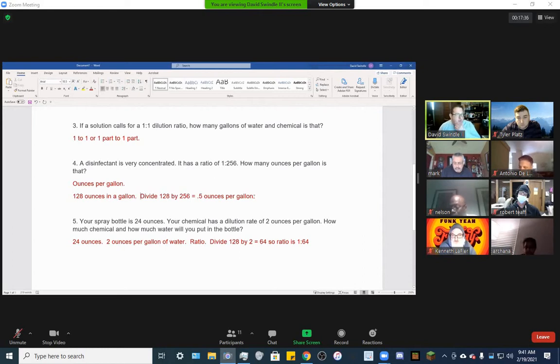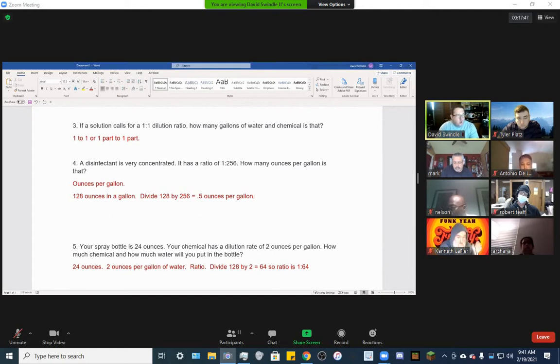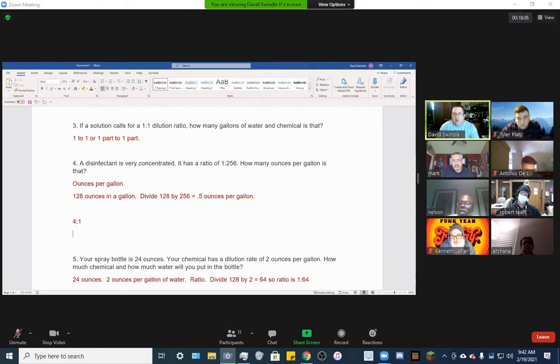Now, to help explain, and this one was pretty simple, we divide 128 by 256. We get 0.5. Let's use this concept, the same thing. What if the dilution ratio was 4-to-1? Okay. Now we're talking about 4 parts chemical to 1 part water. It kind of tricks us up a little bit, right? Because now we're using a lot more chemical than we are water.